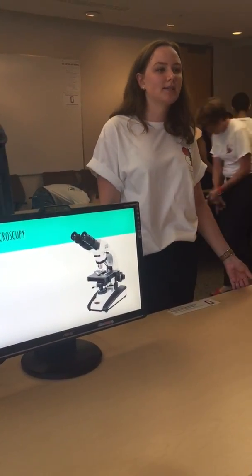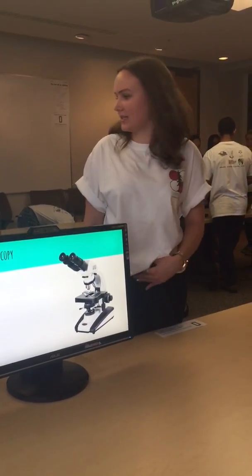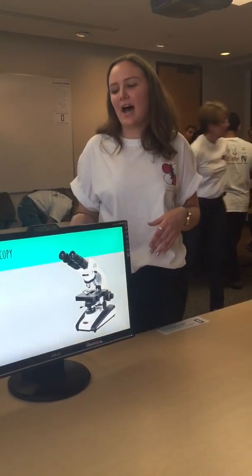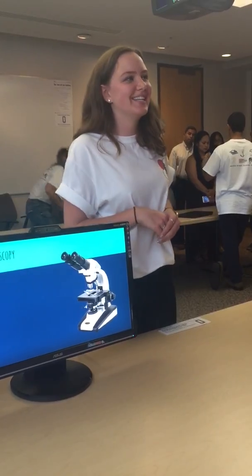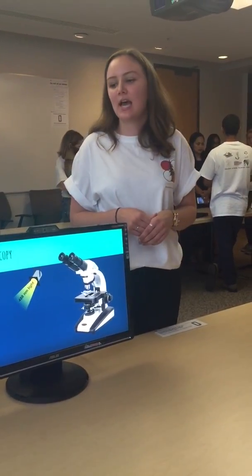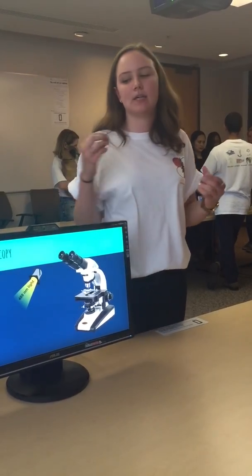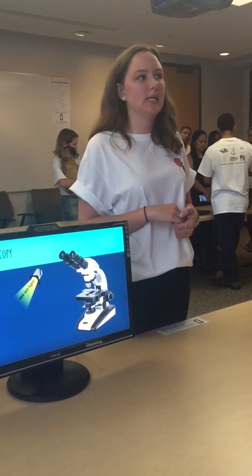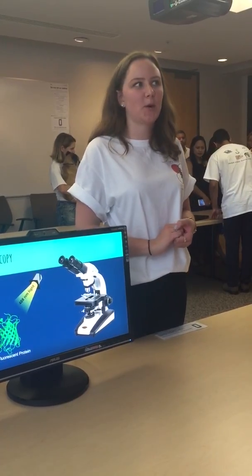Then we view our slides under the microscope. First we turn the lights off, and then we use a special wavelength of light. It's 488 nanometers, and the reason we use that is because it's ideal for viewing the green fluorescent protein on our slides under the microscope.